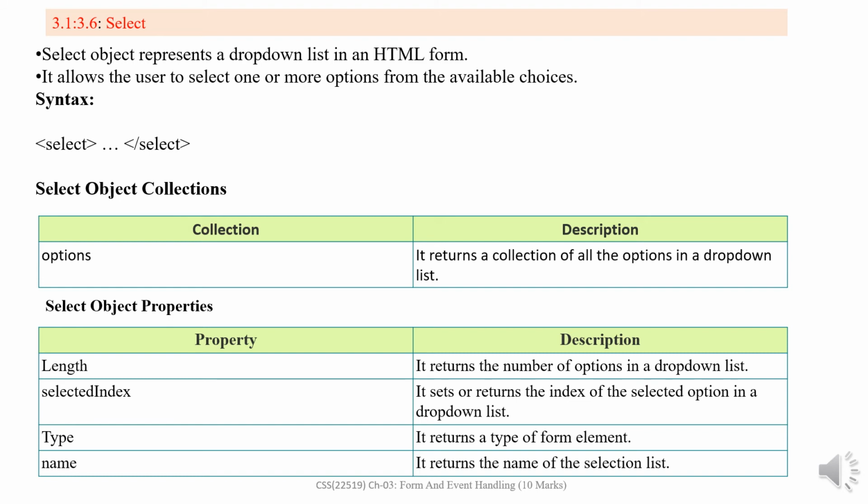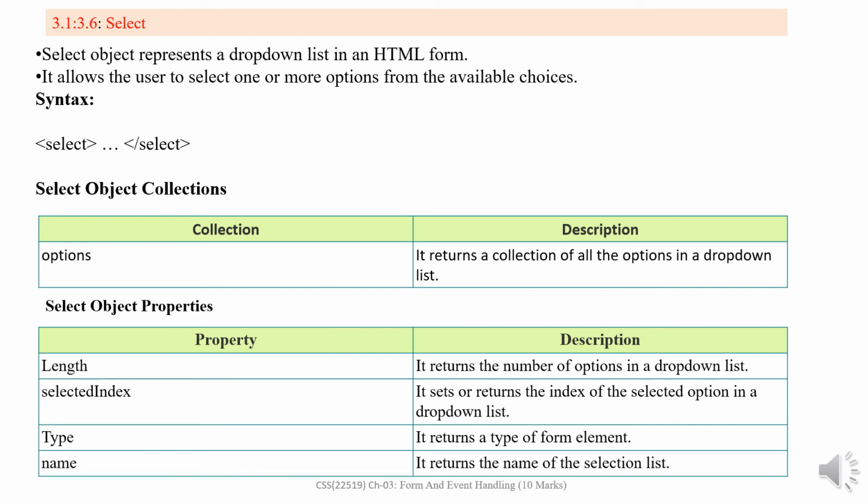Then next is the select object. The select object represents a drop down list in an HTML form. It allows the user to select one or more options from the available choices. Syntax: <select>, then the list of the drop down, and </select>.